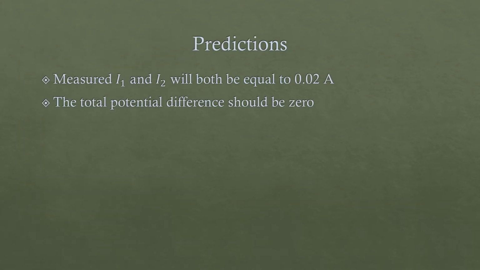Before we start the lab, we will make two predictions. We will first say that the measured I1 and I2 values will both be equal to 0.02 amps. We will also say that the total potential difference should be 0.